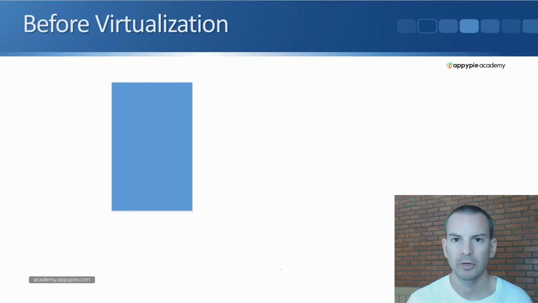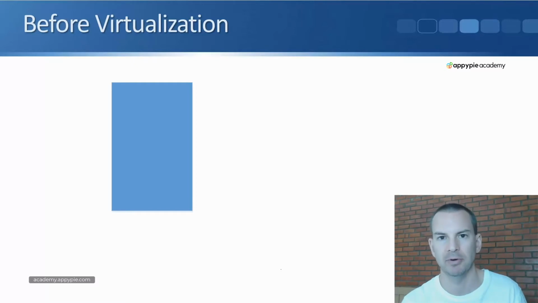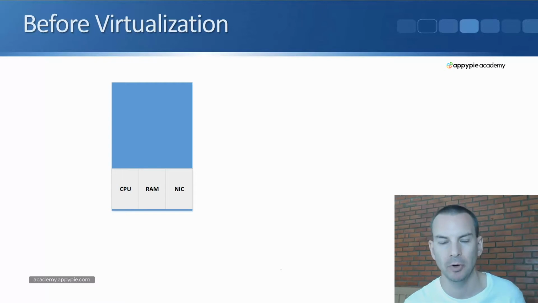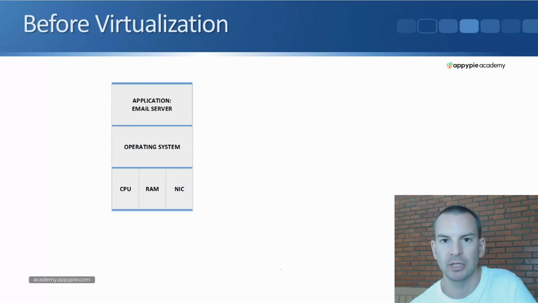Now, if we're going to look at a schematic view of this, the blue rectangle here represents a single physical server. Down at the bottom level, we've got the hardware in the server. So we've got the CPU, the processor, the RAM memory, and the NIC, the network interface card for our network connectivity. Directly on top of the hardware, we install the operating system. And then after the operating system has been installed, we'll install our application on there.